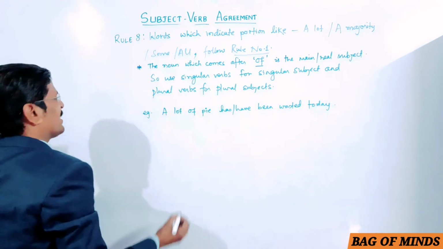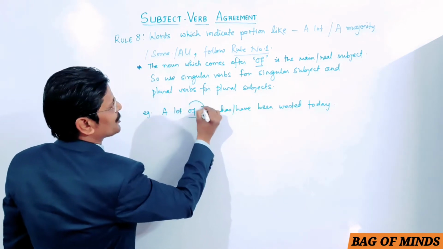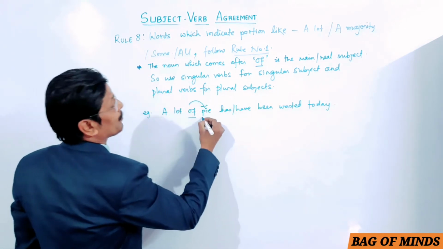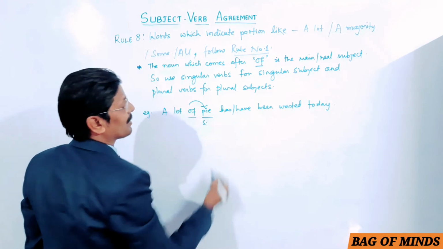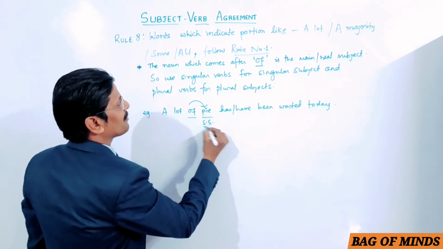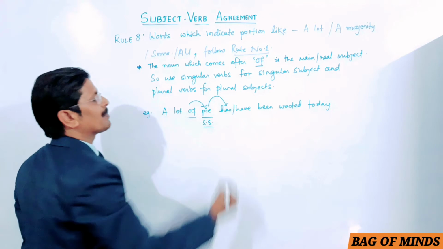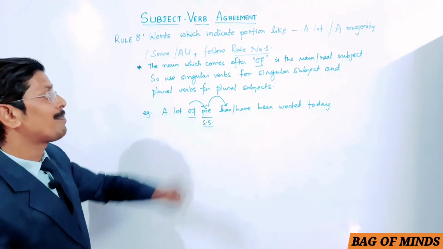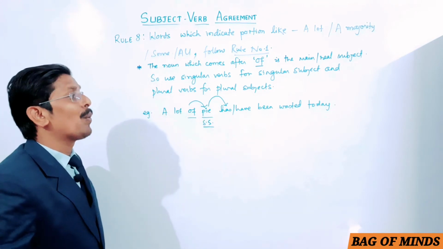Now check carefully. After "of," check the noun. Is it singular or plural? So this is obviously singular. So singular subject, I will follow singular helping verb, which will be "has." So a lot of pie has been wasted today.